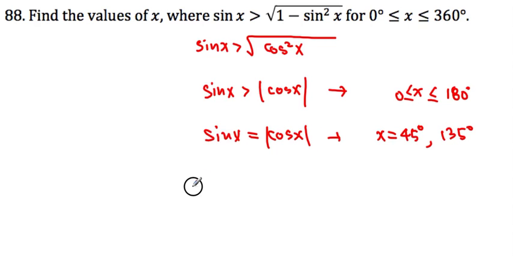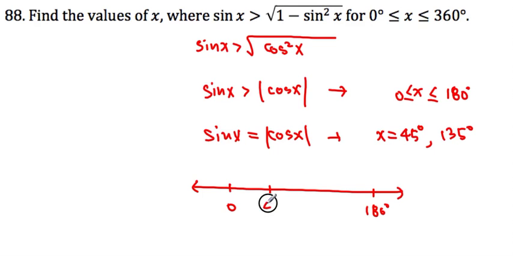Then here we have 0, 180, 45, 135. So we have 3 intervals that will be nice for us to think about. Then here, between 0 and 45 degrees, what if you have to use a 30-degree angle? If you have to use 30-degree angle, sine of 30 is 1/2, while cosine of 30 is radical 3 over 2. Sine cannot be greater, so this section is out.